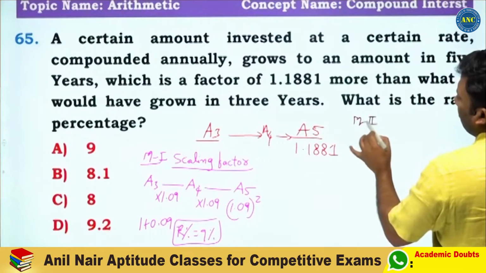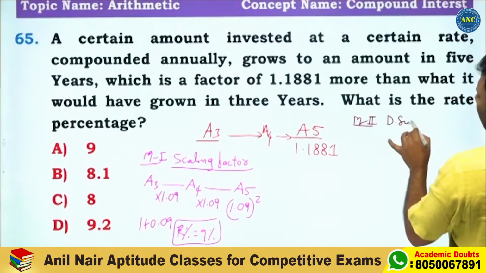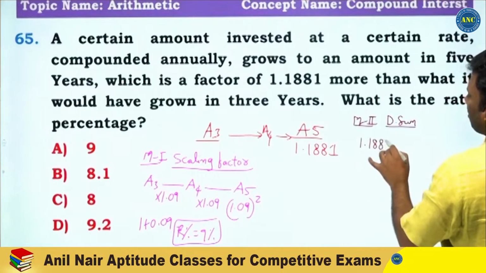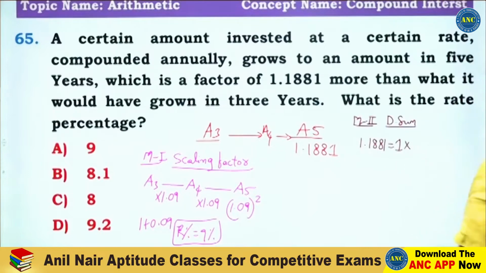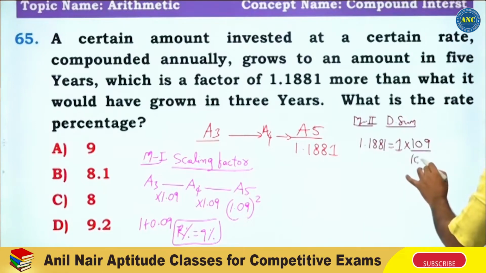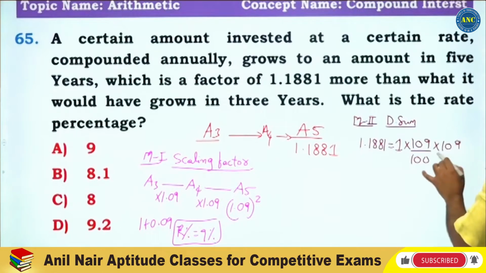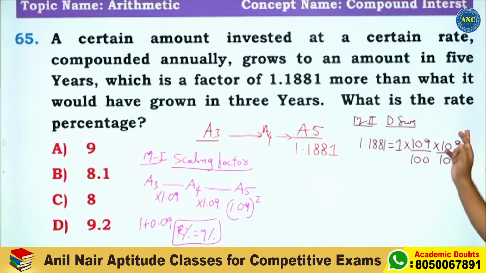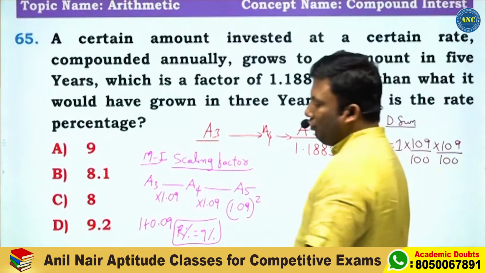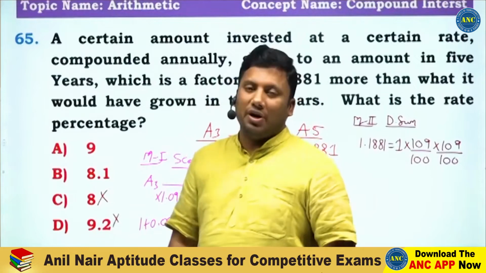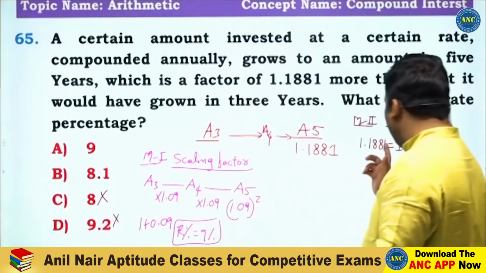Method 2, by using digital sum concept. Final value is 1.1881. Initial value after 3 years it is 1. It is growing by 9. So this will become on 109 increase, 109 by 100. This cannot be 8. Why? Because this will become 108 and 108, 8 8s are 64. This cannot be. This cannot be 9.2 either, 109.2, 2 into 2, 4. But the left hand side is 1.